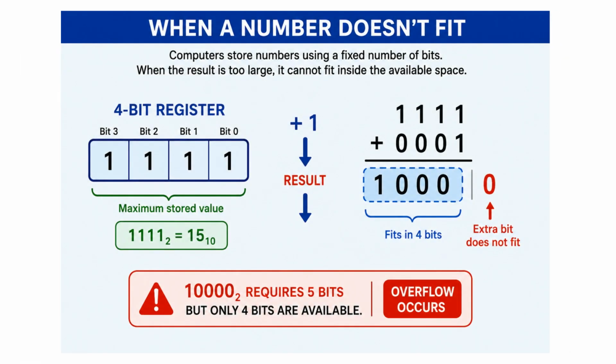Let's see what happens when a number doesn't fit. This is a 4-bit register. The largest value it can store is 1111, which is 15 in decimal. Now, we add 1. The correct binary answer is 10000. But notice, 10000 needs 5 bits. Our register only has 4 bits. The first 4 bits can be stored, but the extra bit on the left has nowhere to go. When the result is larger than the available number of bits, overflow occurs. This is why computers have limits based on the number of bits they use.